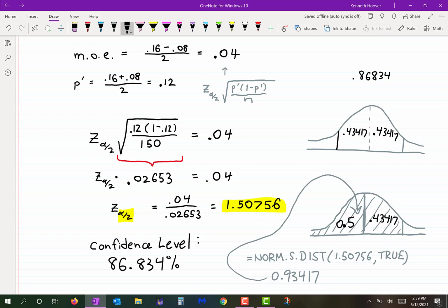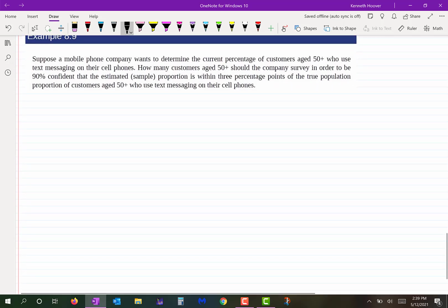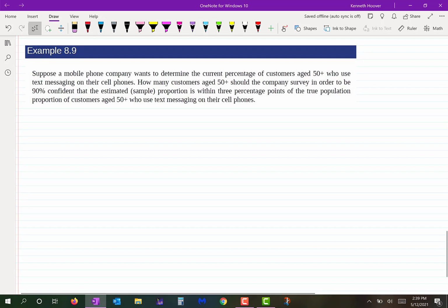Okay, all right, let's move on and do one more and then we'll finish for the day. Suppose a mobile phone company wants to determine the current percentage of customers, 50 plus, who use text messaging on their cell phones. How many customers should the company survey in order to be 90% confident that the estimated sample proportion is within 3 percentage points of the true population proportion?